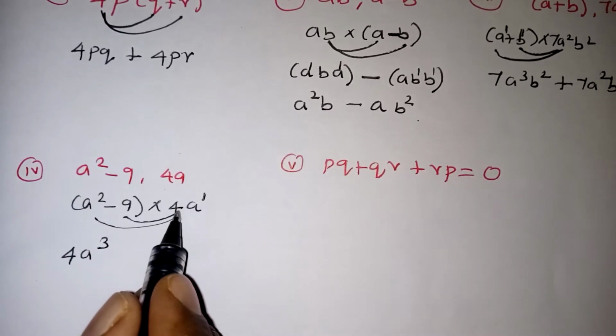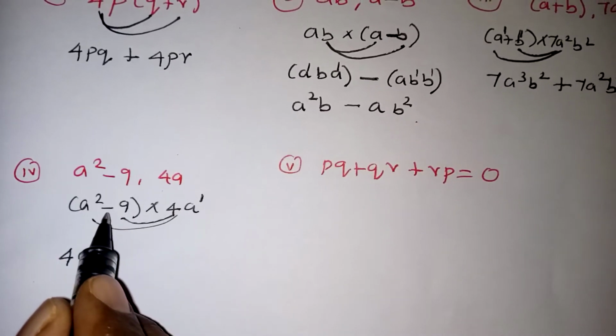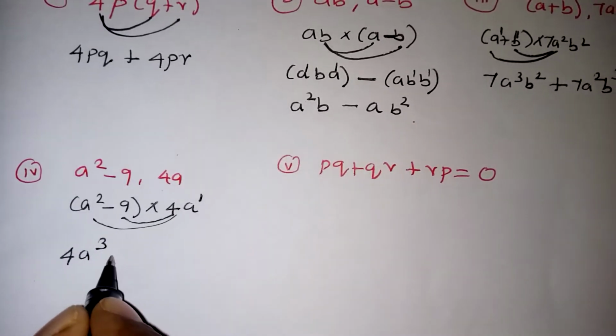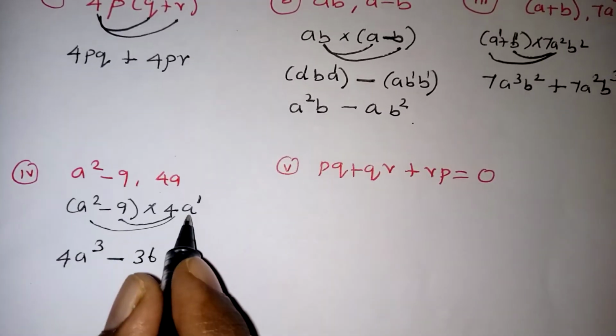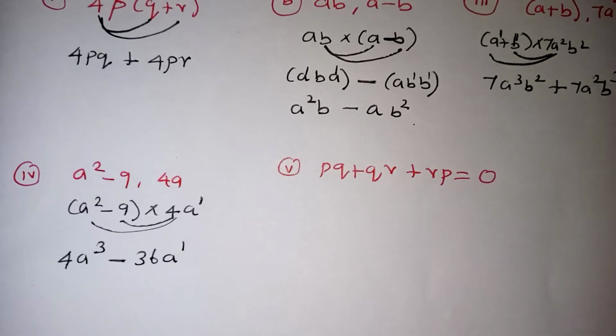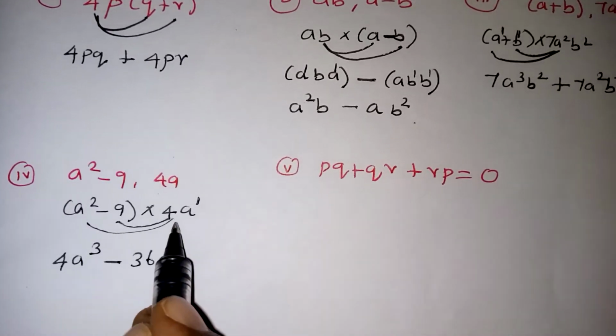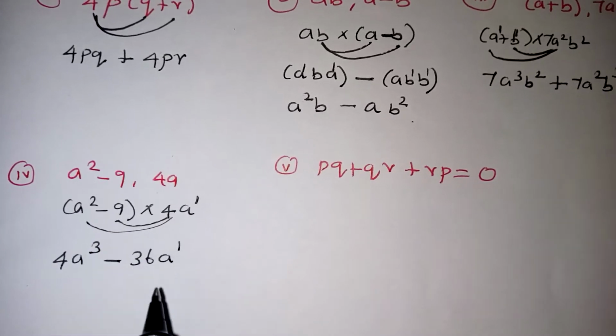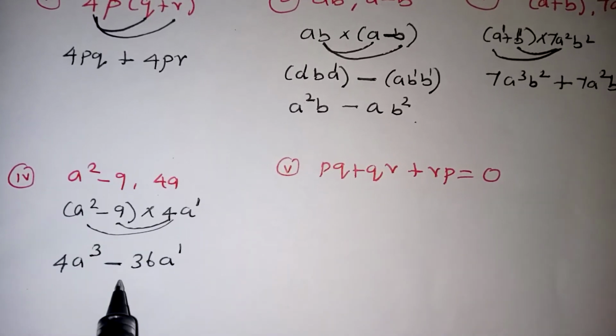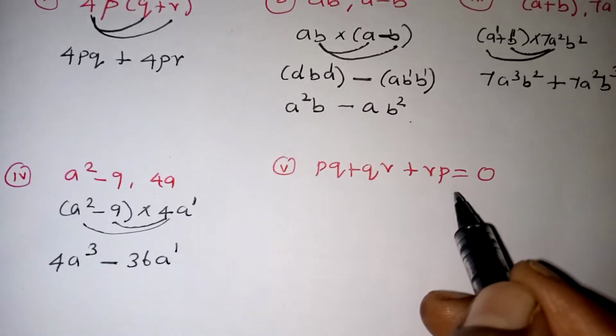Now 4 into 9, here minus sign is there, so plus into minus, minus. 4 nines are 36. This a power 1 will come as it is. That is your correct answer. 4a power 1 should multiply with a squared first, then the same number should multiply with 9 also. In between symbol you can take as it is. Look at the next one, it is very easy.